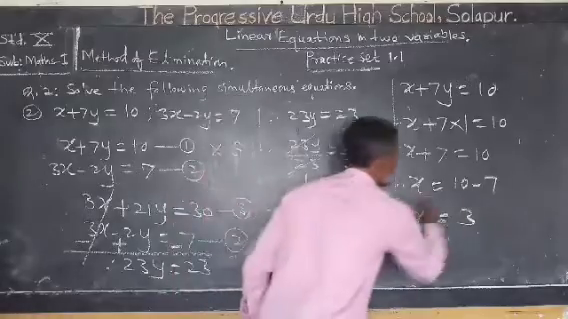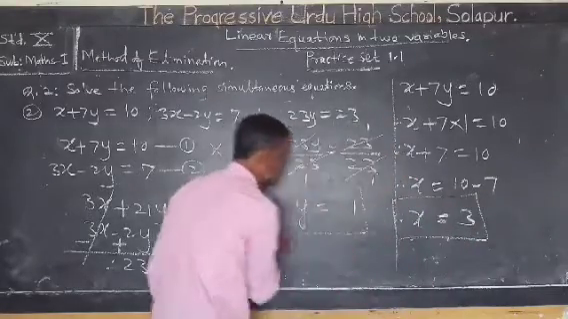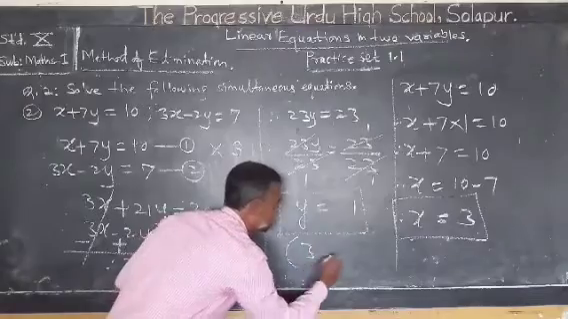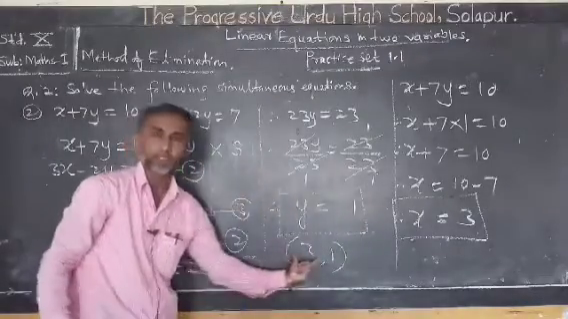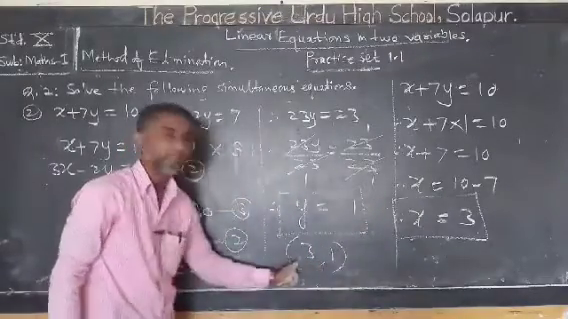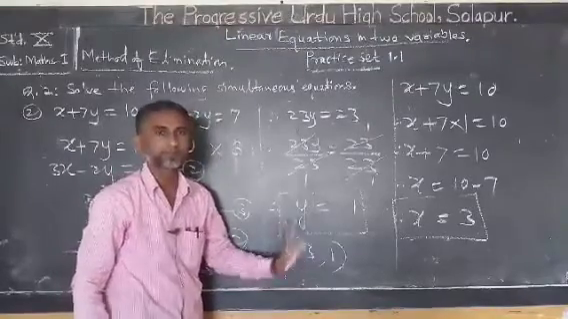Now, the value of x is 3 and the value of the second variable y is 1. So, the solution of the simultaneous equations is 3, 1. You should write the answer in the last line.